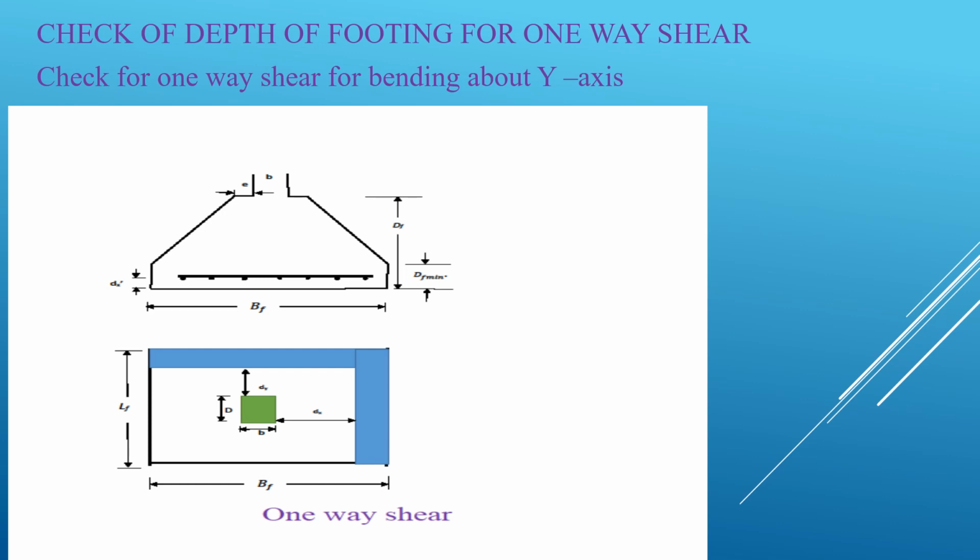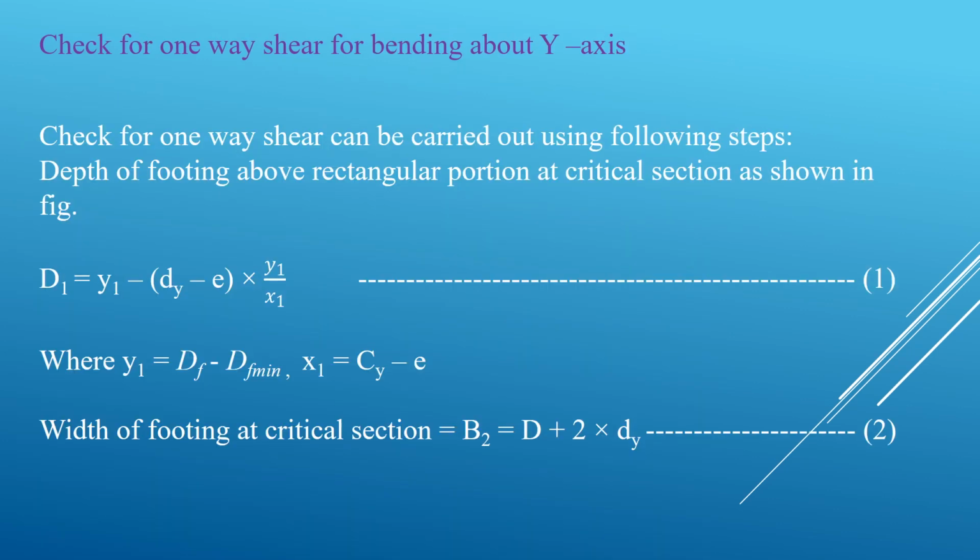Shear for bending about the y-axis is normally critical. The check for one-way shear is carried out on the same line as in the case of a beam. The critical section for one-way shear about the y-axis is taken at a distance of dy from the face of the column for the cantilever portion of the footing. If the cantilever projection for bending about the y-axis is less than the depth of the footing, the one-way shear check is not necessary. The check for one-way shear can be carried out using the following steps.